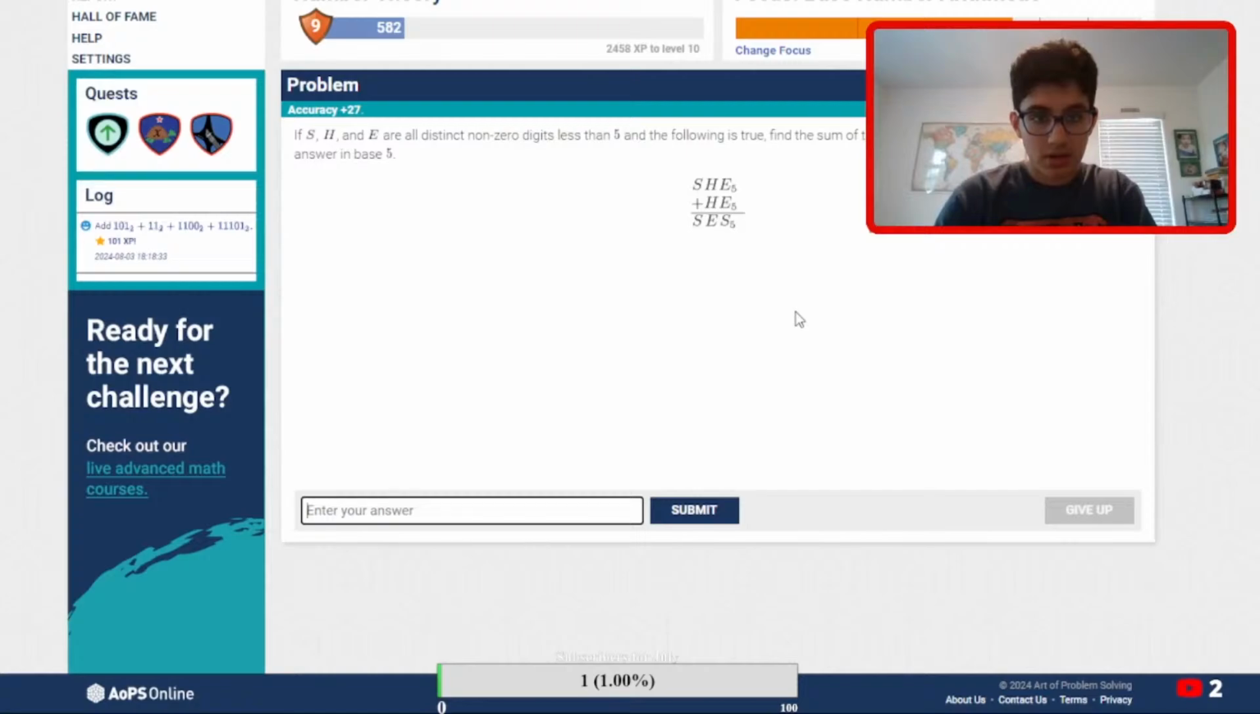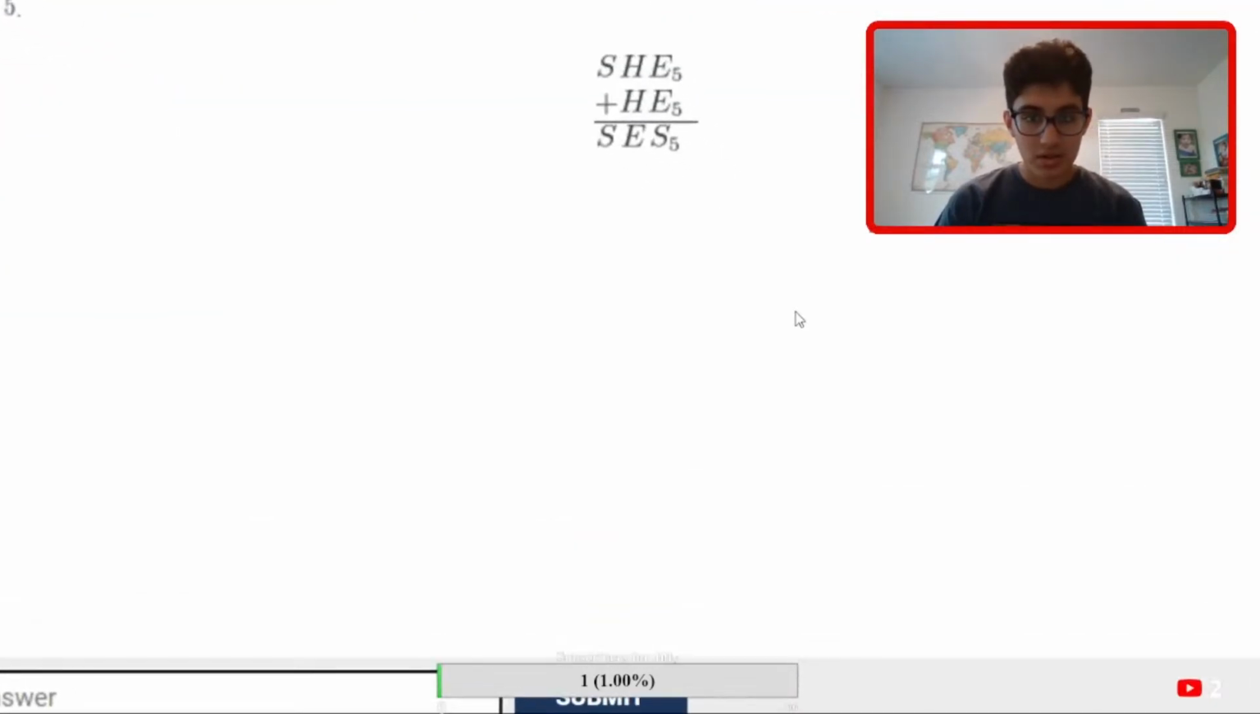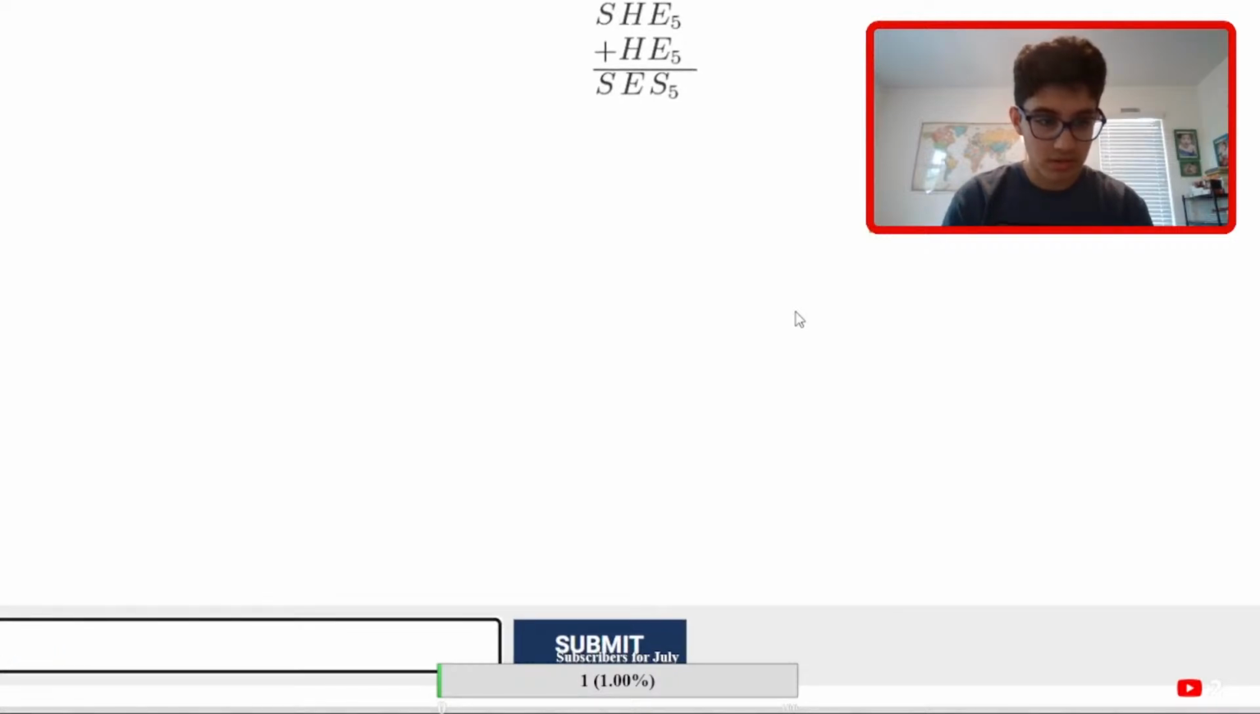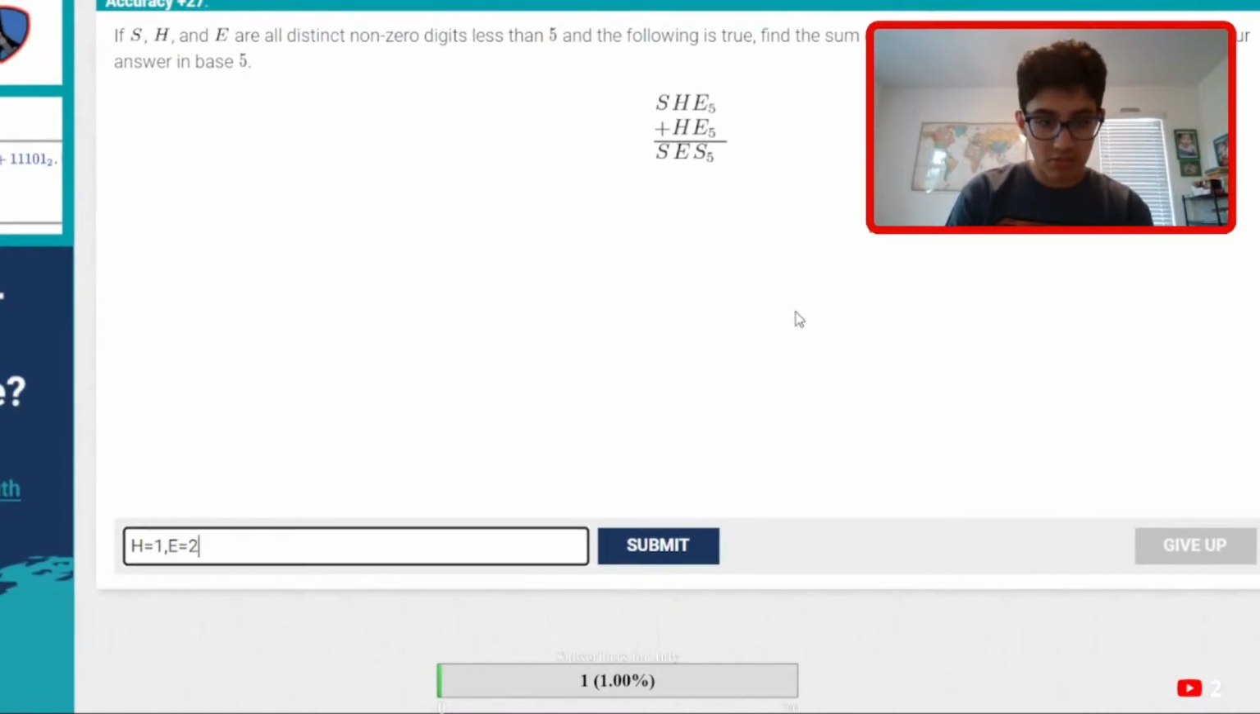Okay, so if S, H, and E are all distinct non-zero digits less than 5, and the following is true. Okay, so first of all, we know that 2H is equal to E, which means H is equal to 1 because they're distinct. It can't be 0. So H is equal to 1. E is then obviously equal to 2, which means S is equal to 4. If you add them up, what do you get? You get 6, 7. You want it in base 5, so that becomes 1, 2.